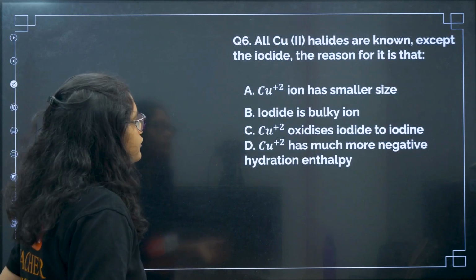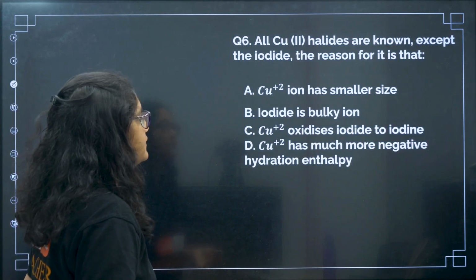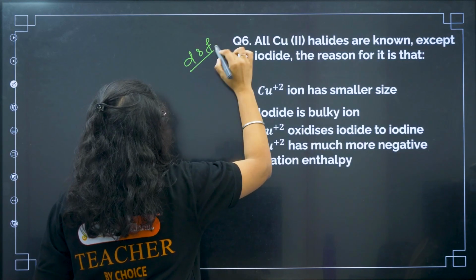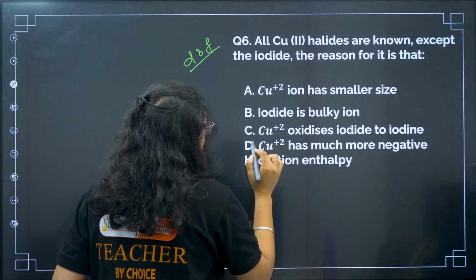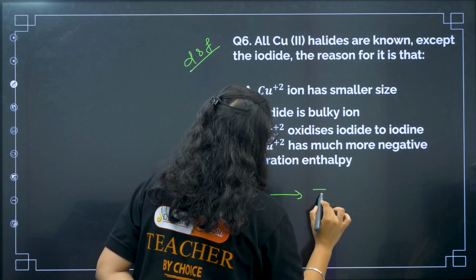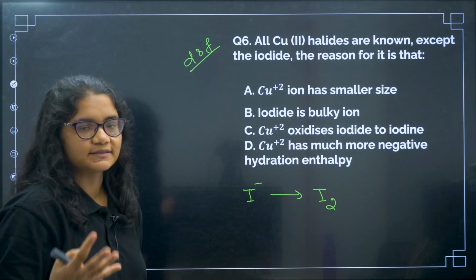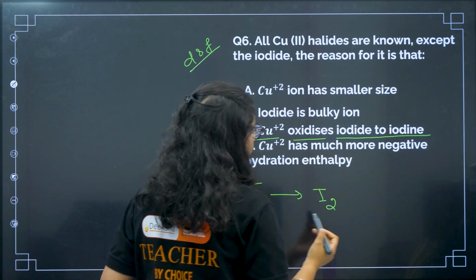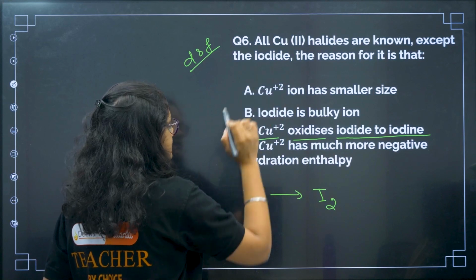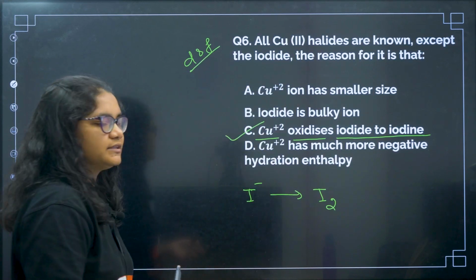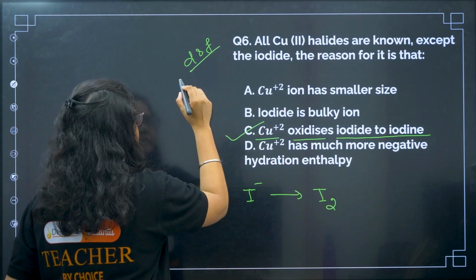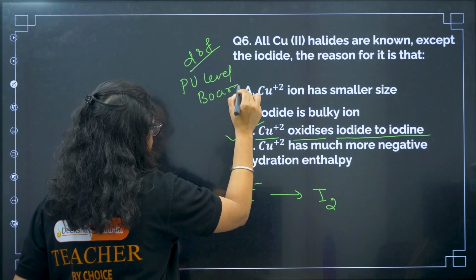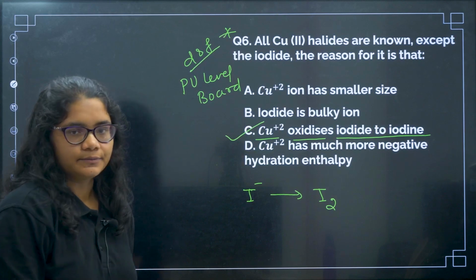Next, all CuX2 halides are known except the iodide. The reason for it is that, again this question is from your d and f block, copper 2 plus oxidizes iodide, I minus, to I2. That is why we do not find CuI2. So the correct answer for this question is option number C. This is an important PU level question also. In your board exam also this question is asked. An important reasoning question.